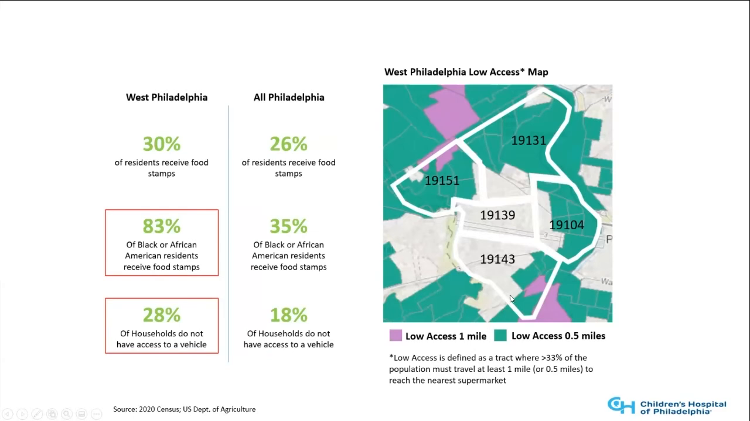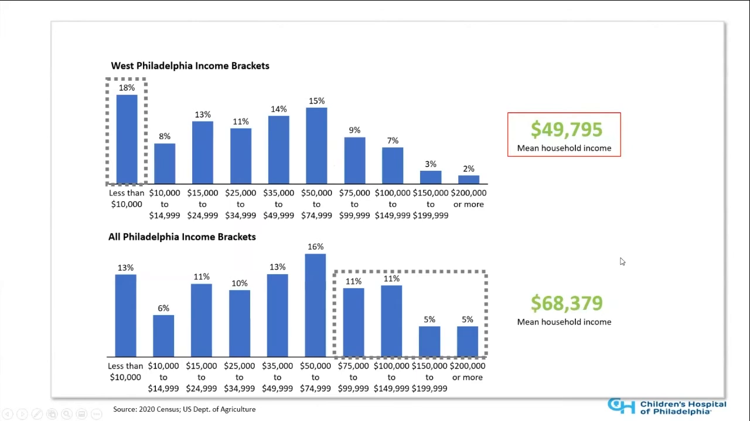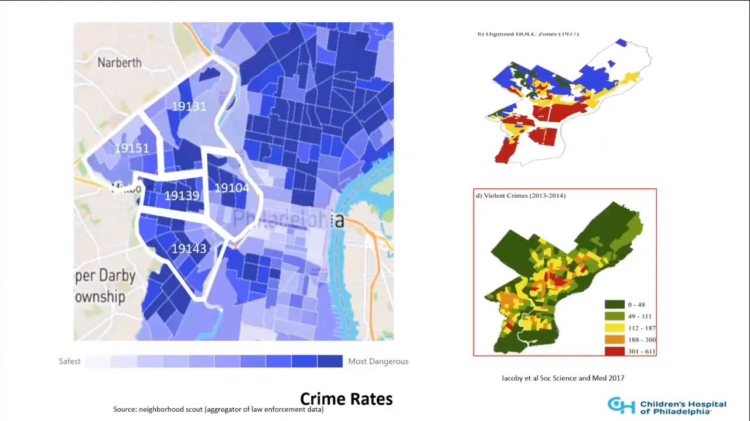And we see that some of this has really been improved over time, but there are areas in West Philly where there's very low access to market. Now, looking at income, you can see there's a $20,000 difference in West Philly versus the rest of Philadelphia. And then if you look at crime rate, similarly, much higher crime rate in these same areas that were redlined.